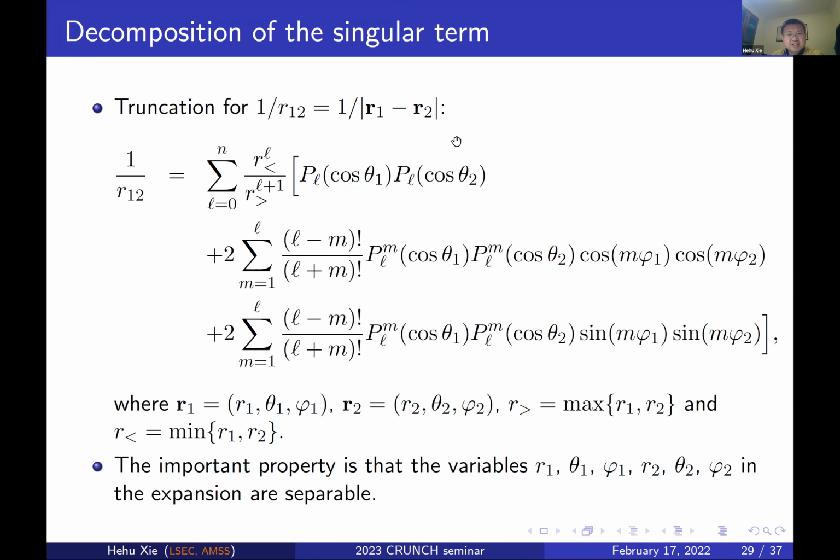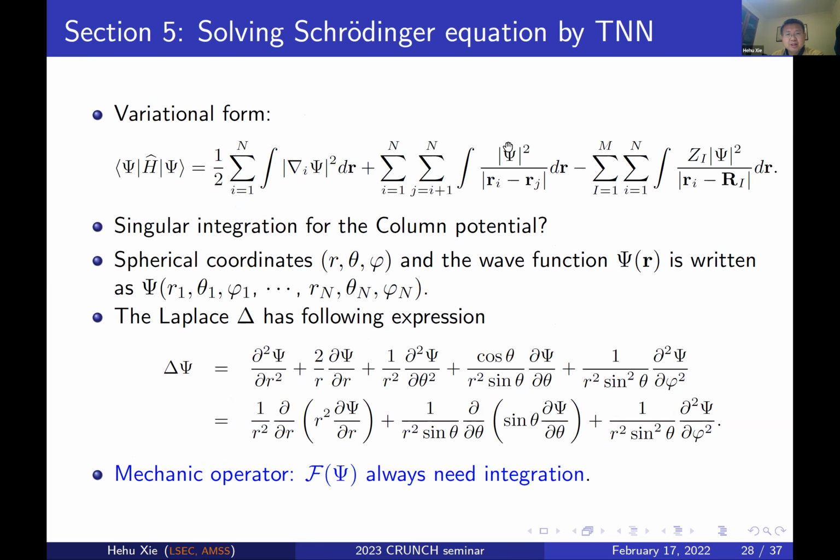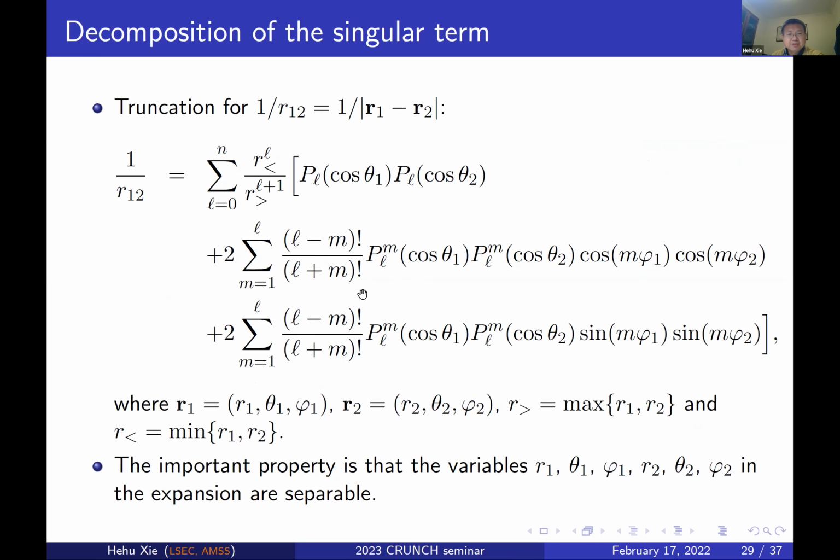Okay, this is our way to do the singular integration term. It comes from the Coulomb potential. So we use this type of associated Legendre polynomial expression for this term. From here, we can also find that this is also a tensor type of way to express this singular term.